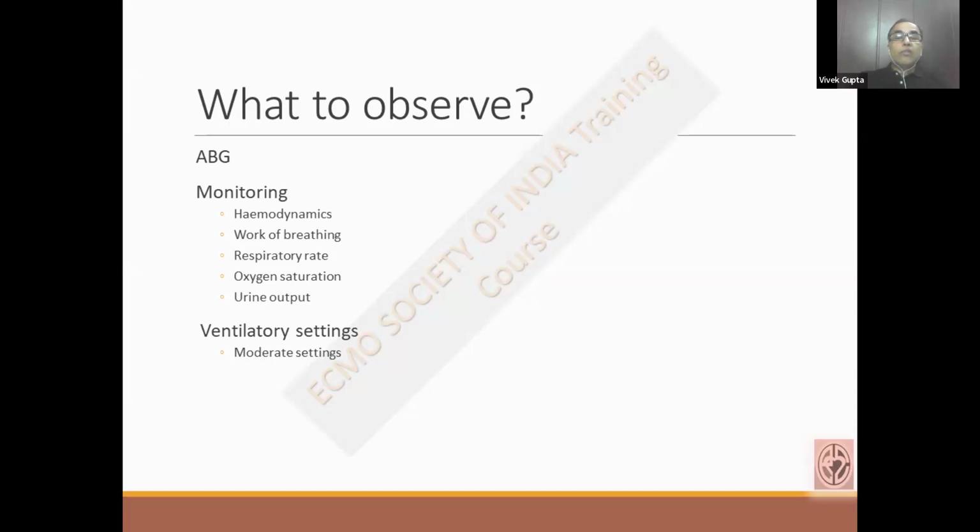And what we observe here: we look at the blood gases, we look at the hemodynamics, we look at the work of breathing of the patient, respiratory rate, oxygen saturation, how much the urine output is. And this is done with a moderate ventilatory setting, meaning ventilator FiO2 is roughly 0.5 or 0.6 with a PEEP less than 10, and the patient is generating a good tidal volume and maintaining his saturation.